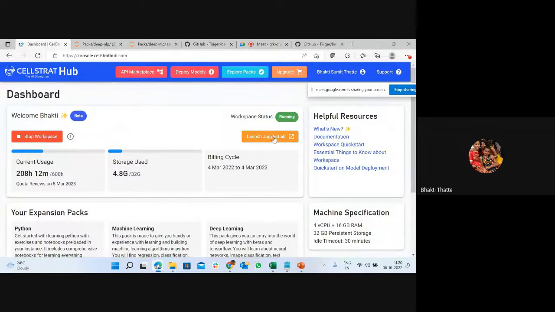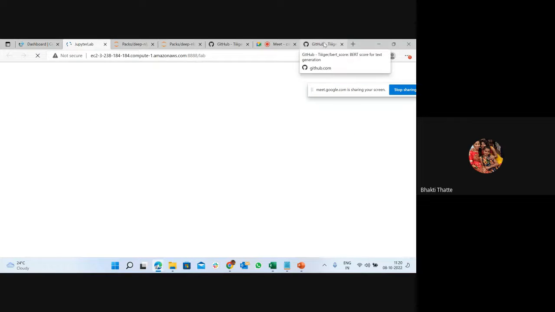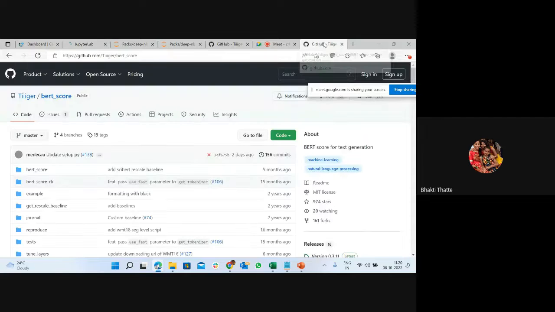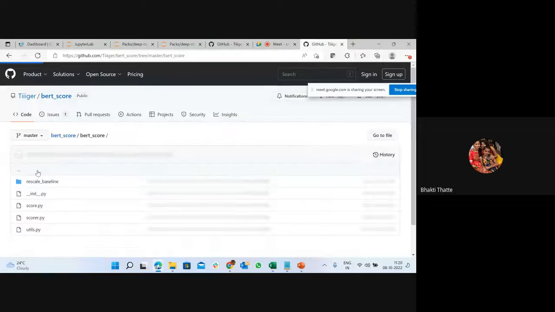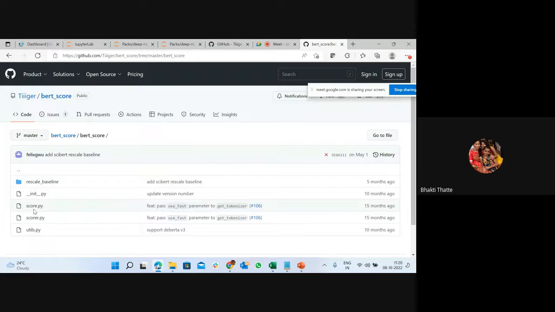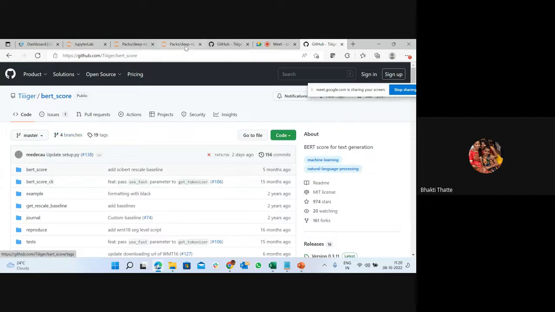So let me start the Jupyter notebook here. Okay. Coming back to the code, this is where on the GitHub the code lies. This is the BERT score, which was today's topic we were discussing, and it has this score.py. This file will import from the BERT score and do the calculation and find out the BERT score on that.